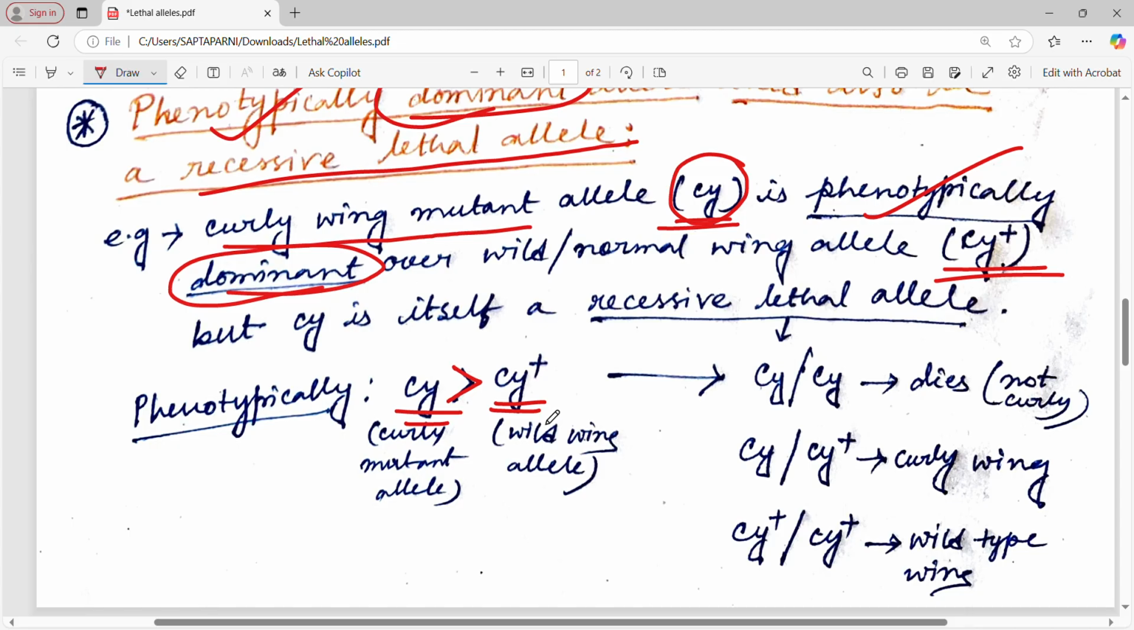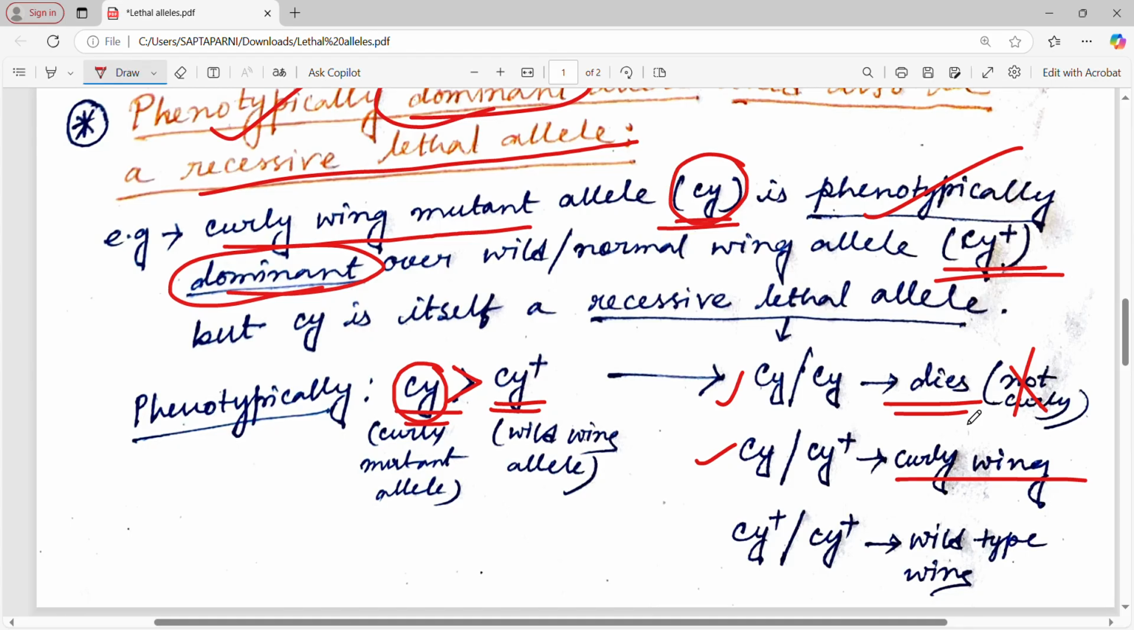So see here, Cy, the curly mutant allele, is dominant over the wild type wing allele, Cy+. According to this, in both homozygous and heterozygous condition, Cy should show curly phenotype. See here, in heterozygous condition, Cy/Cy+ is showing curly wing. But you can see in homozygous condition, Cy is not showing curly wing; rather the progeny is dying. So why is this happening?